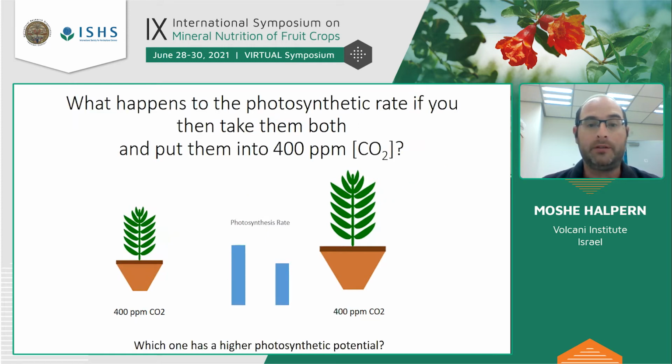But what happens if you then take both plants again and put them back into 400 ppm carbon dioxide? You see that the photosynthetic rate of the larger plant, the one that had been growing in 850, now is lower than the one that was used to growing at 400 all this time. So which one has a higher photosynthetic potential? The one that has been growing in 400.